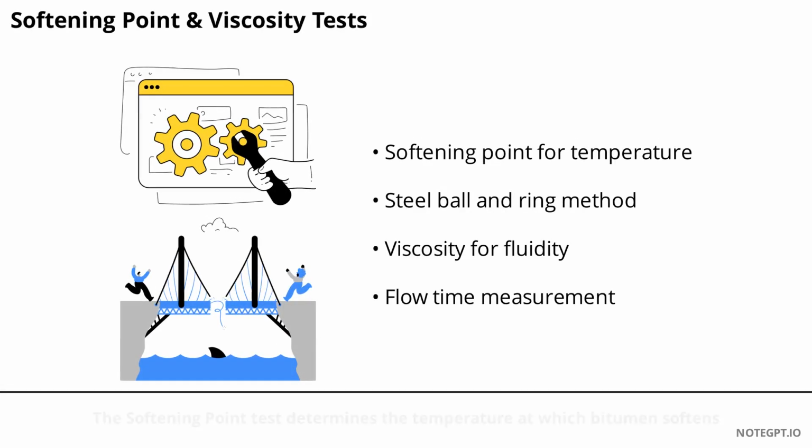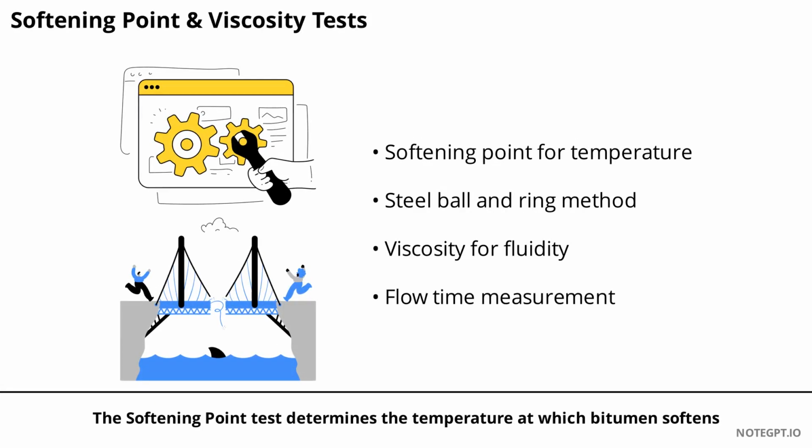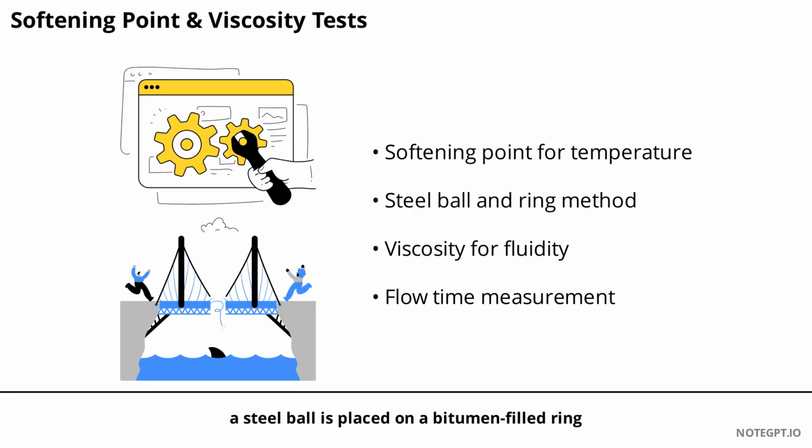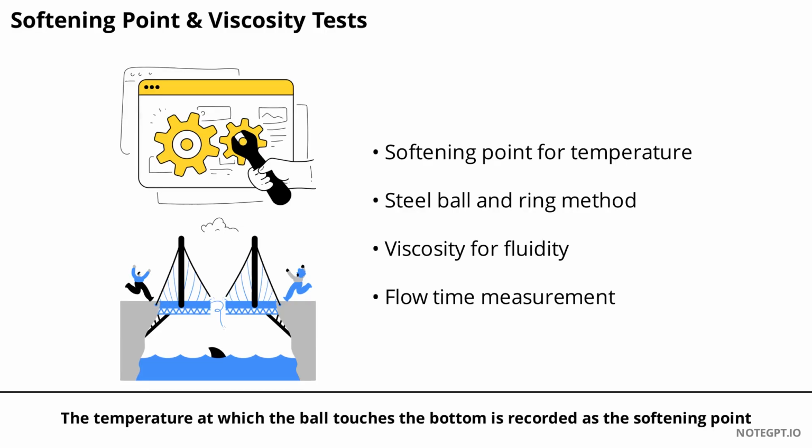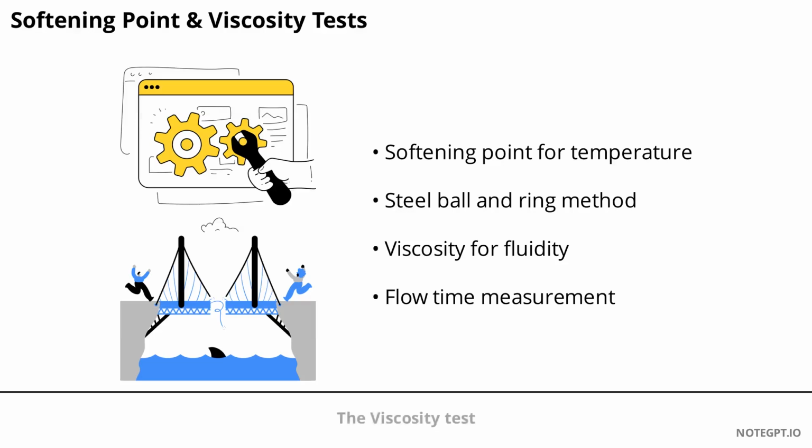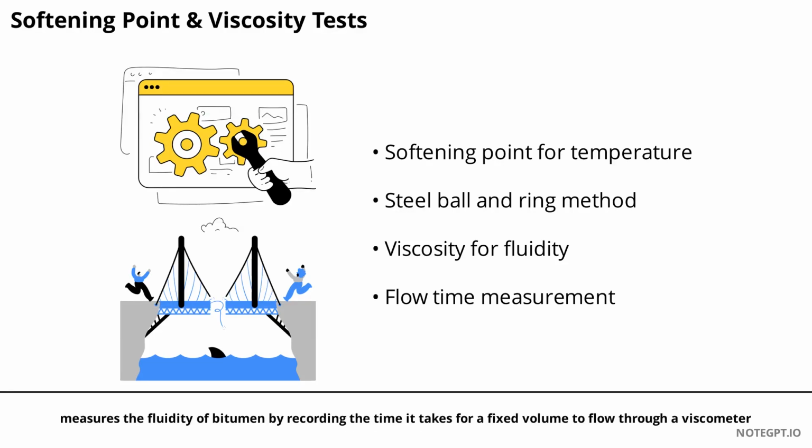The softening point test determines the temperature at which bitumen softens, which is crucial for understanding its behavior in hot weather. In this test, a steel ball is placed on a bitumen-filled ring, and the assembly is heated at a controlled rate. The temperature at which the ball touches the bottom is recorded as the softening point. The viscosity test, on the other hand, measures the fluidity of bitumen by recording the time it takes for a fixed volume to flow through a viscometer. Both tests help ensure bitumen will perform well under varying temperature and traffic conditions.